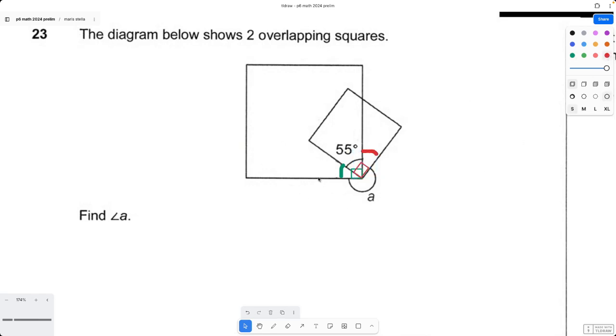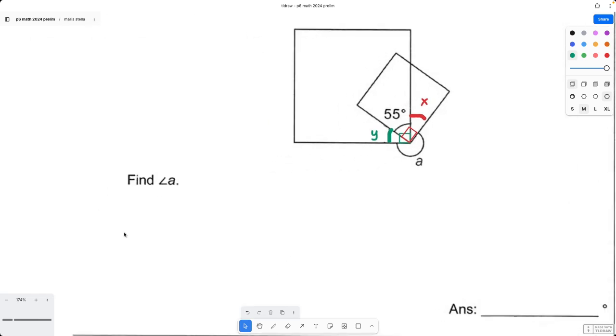Okay, so I'm gonna label the red one as angle X, and then I'm gonna put this as angle Y. I'm gonna make it a little bit obvious as well. So angle Y is equal to 90 minus 55, which is equal to 35 degrees, correct? And then angle X is also the same, 35.